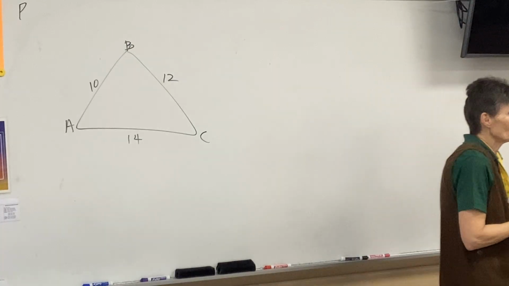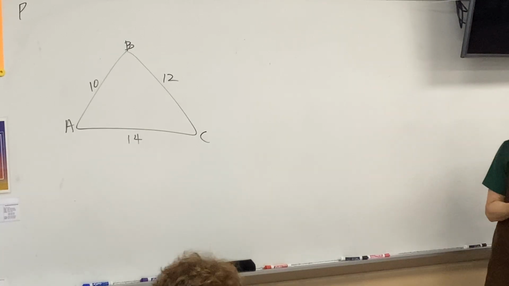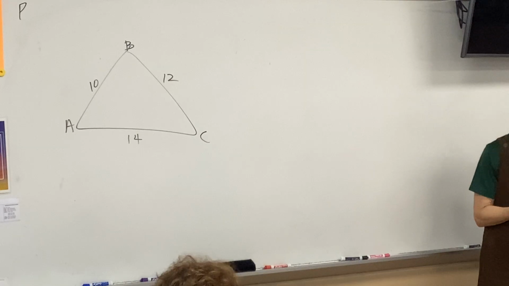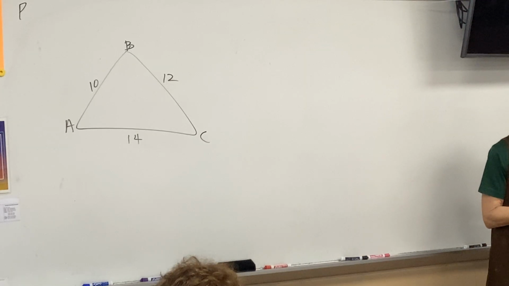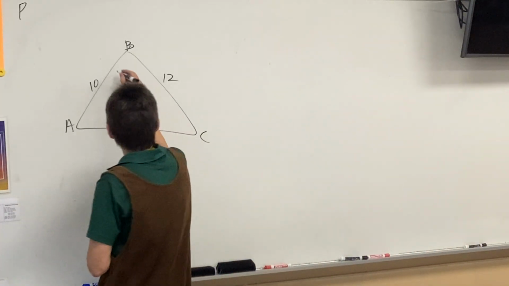It doesn't really matter, but I'm a creature of habit, so when I have a problem like this, I always just find the biggest angle first. How do you know which is the biggest angle? Can you tell which would be the biggest angle? Angle B? Why is angle B the biggest angle? Because it has the biggest side, right? Now, could you find angle A? Yes. Could you find angle C? Yes. You have to pick one to find. I just always find the biggest one. So I'm going to find angle B.